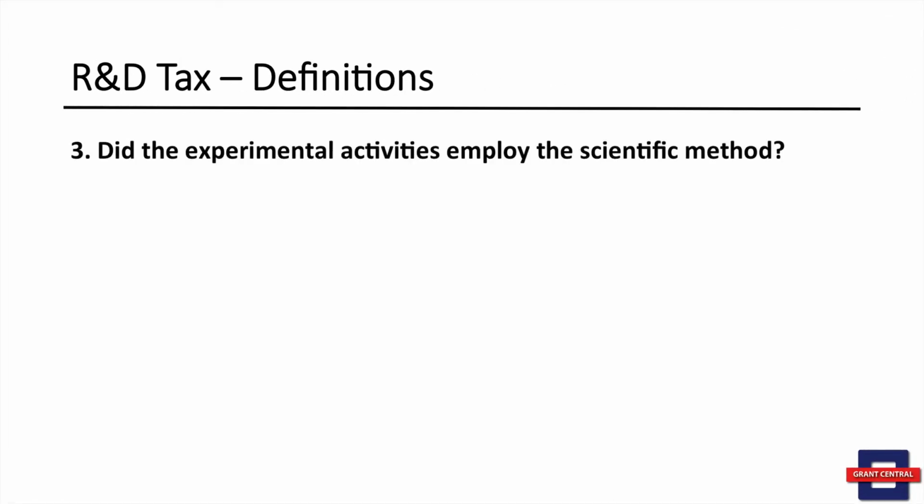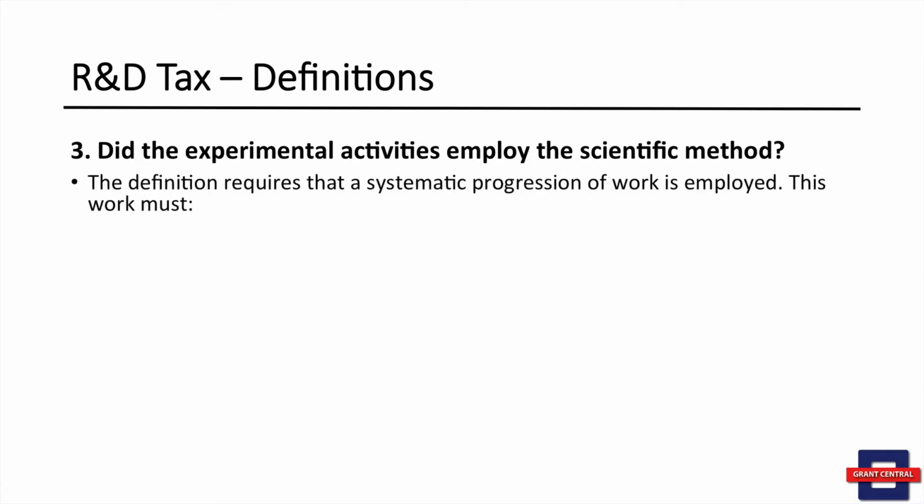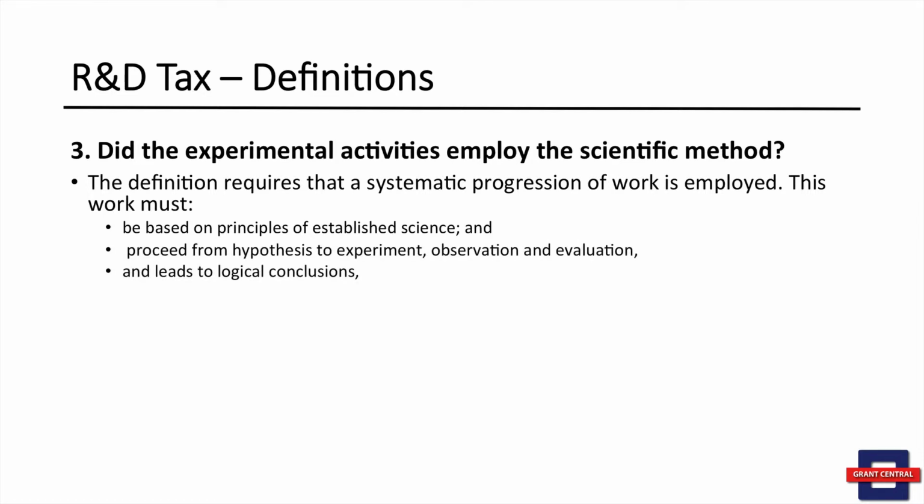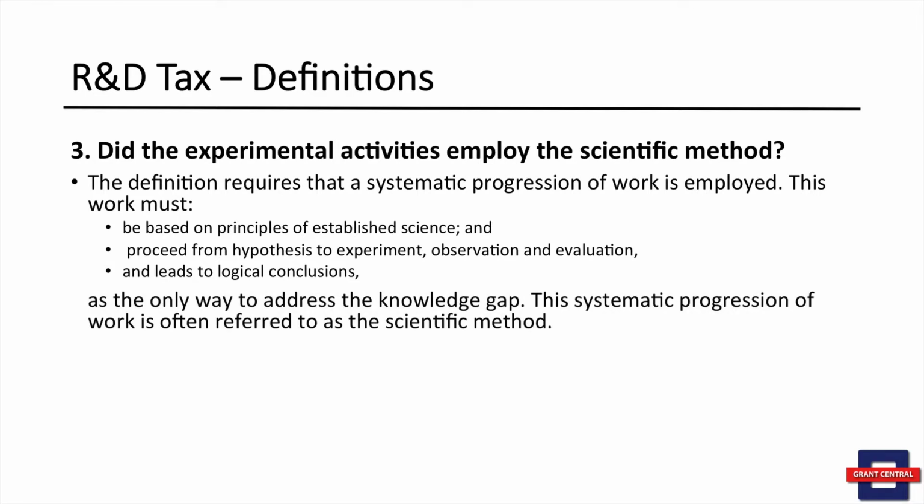Third question, did the experimental activities employ the scientific method? The definition requires that a systematic progression of work is employed. This work must be based on principles of established science and proceed from hypothesis to experiment, observation, and evaluation, and then lead to logical conclusions. This is the only way to really address a knowledge gap. The systematic progression of work is often referred to as a scientific method. So really just to go back, you've got to have a hypothesis, then experiment, observation and evaluation, and then logical conclusions.